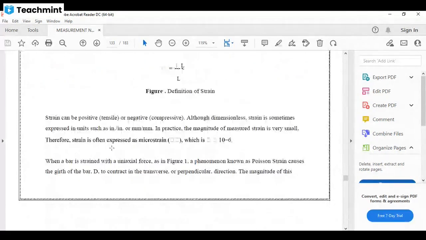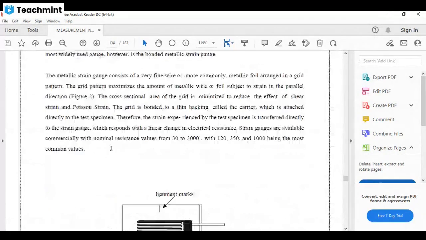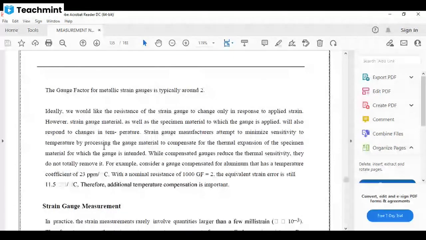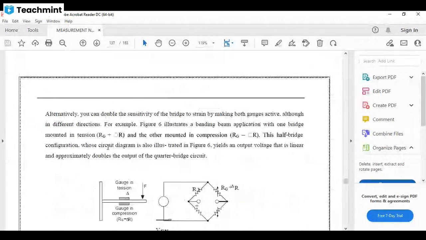So now, strain gauge is already completed, so I go to the next part.